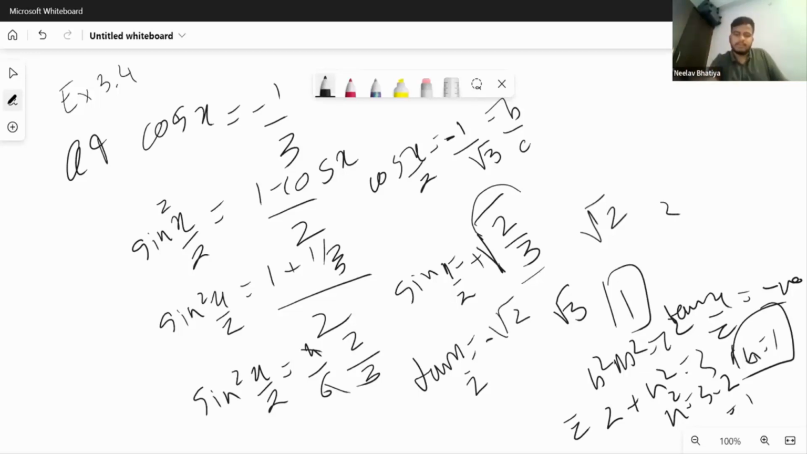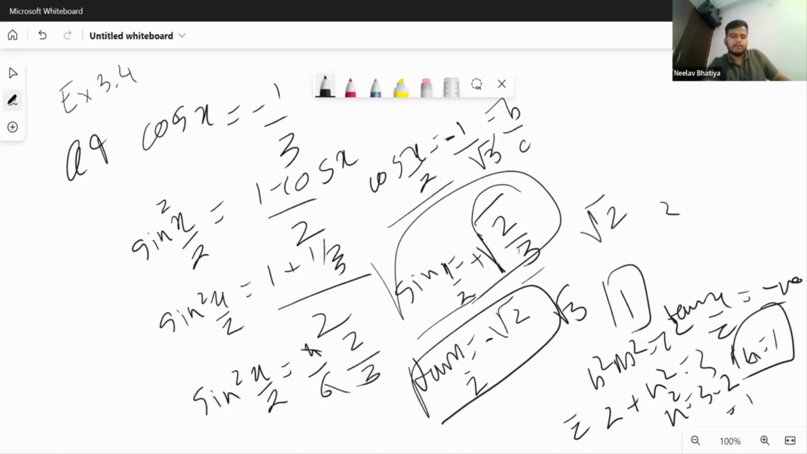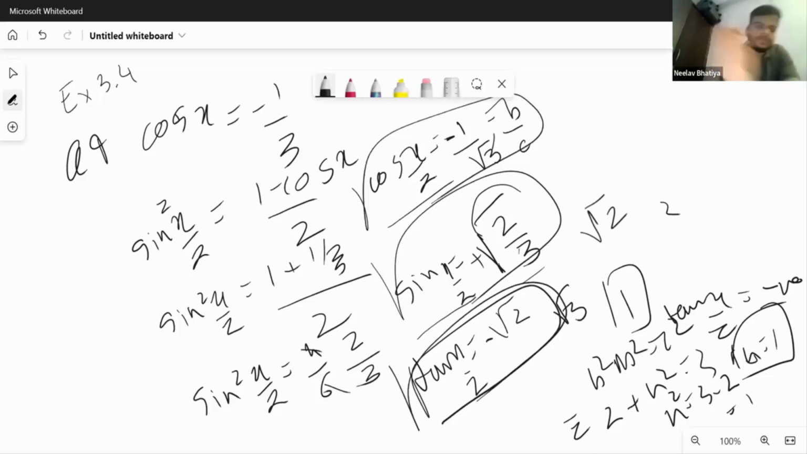It's minus root. Divide sin x by 2 by cos x by 2. Root 3 and root 3 get cancelled. The sign changes and you get this. So you have sine, you have cos, and you have tan. The question is solved. Correct.